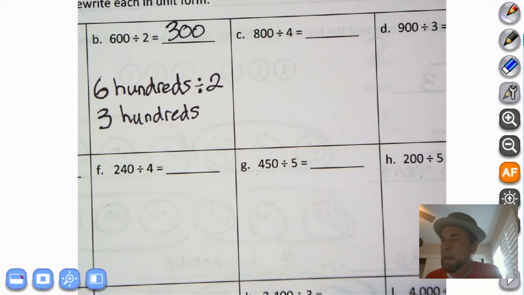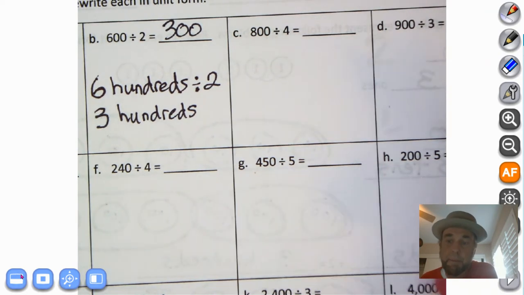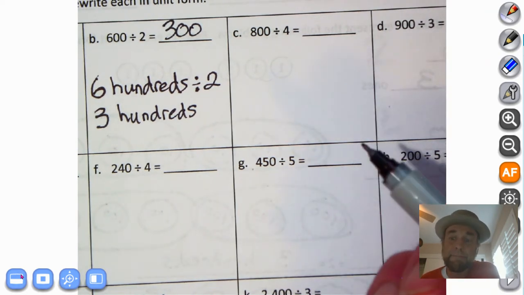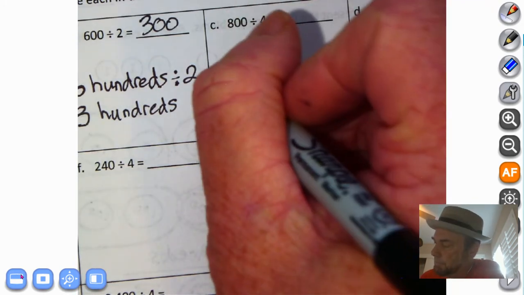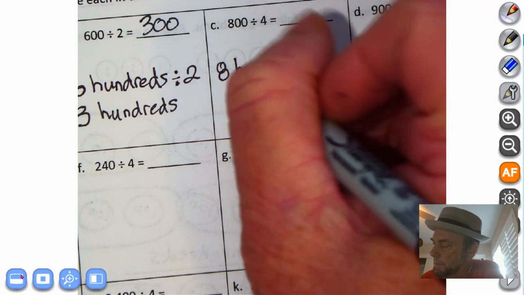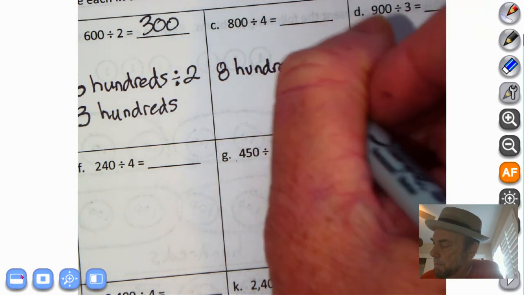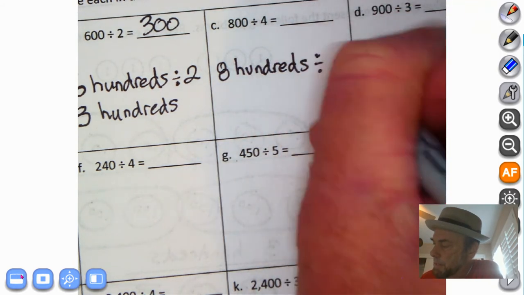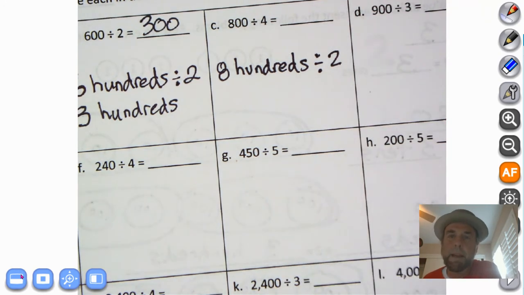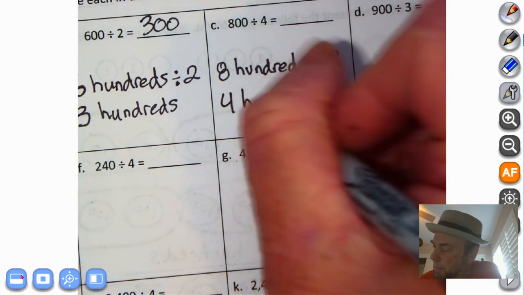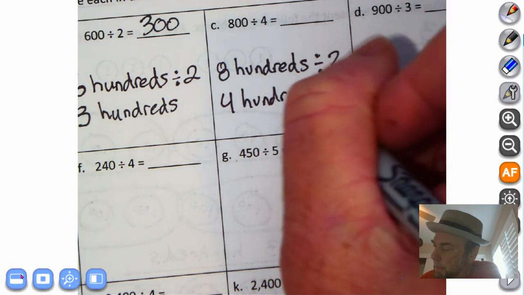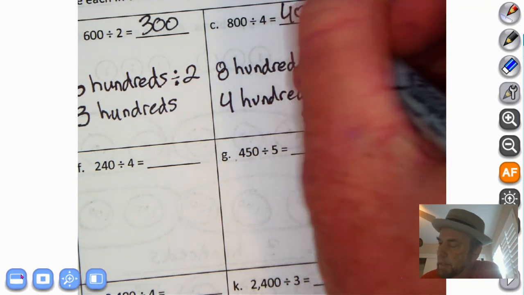Okay, let's think about 8 divided by 4. What's 8 divided by 4? 4 times what is 8? Think about it. Don't answer me yet. You can't answer me because I'm on video. So we're going to write 8 hundredths divided by 2. Okay, 8 divided by 2. 2 times what is 8? 4, right? There's 4 groups of 2 in 8. So our answer is 4, but we add on the hundredths because we're dealing in the hundredths realm. And our answer is 400.